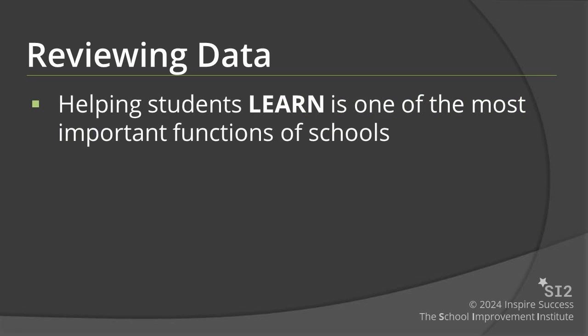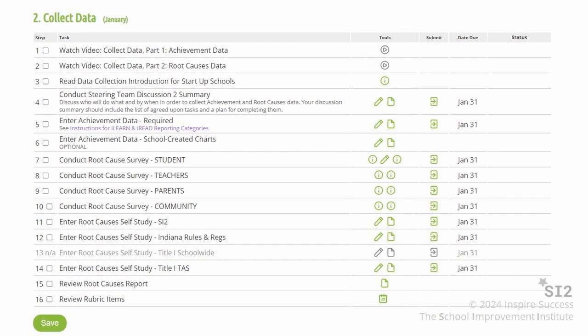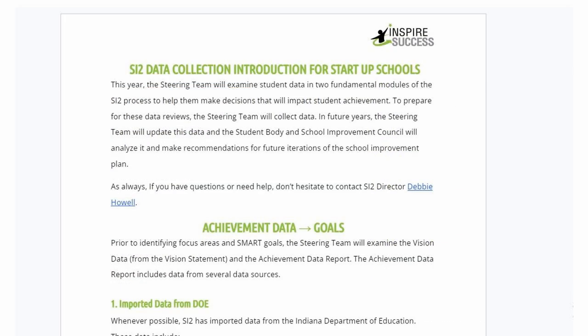Because we believe helping students learn is one of the most important functions of schools, analyzing data to determine where students aren't learning is one of the first steps to closing achievement gaps. Admittedly, it takes work to compile your disaggregated student data, but the SI2 online system makes it as easy as possible to accomplish.